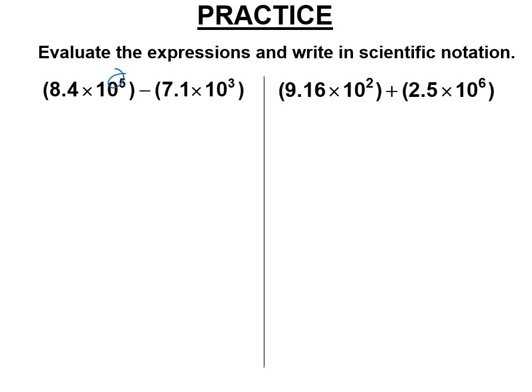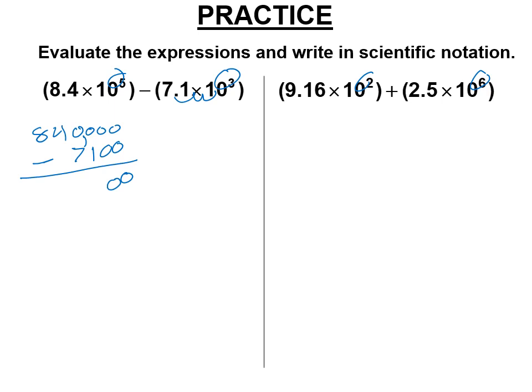So the exponents are all different. We're doing it the regular way, right? So this one is move it 5 times, get 4 zeros, 840,000. Move it 3 times, get 2 zeros, 1, 2. All right, so we're 840,000 minus 7,100.